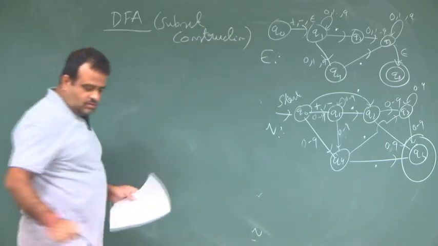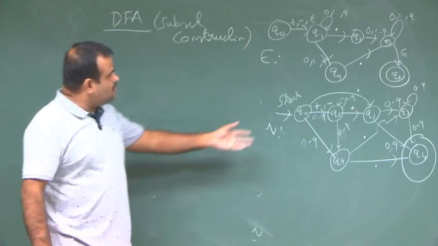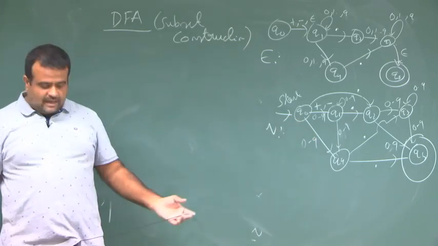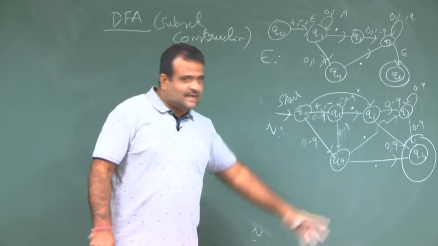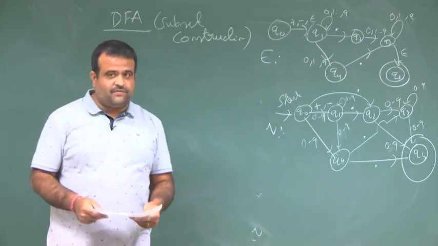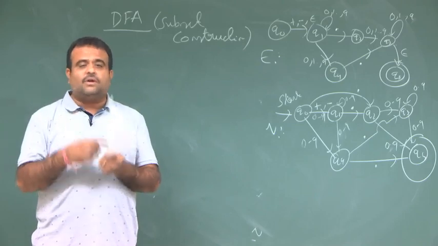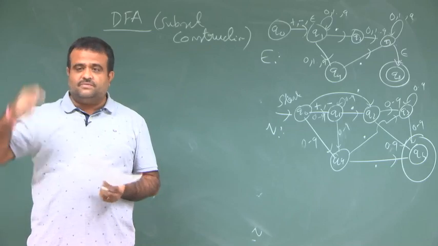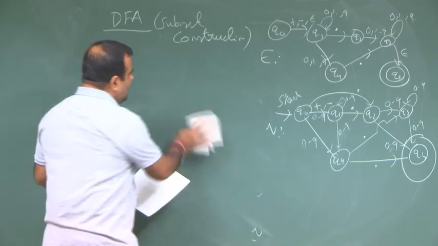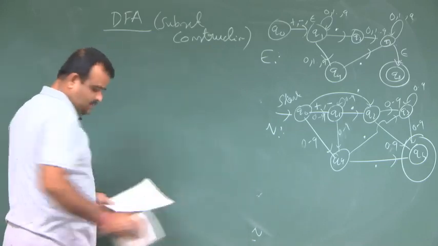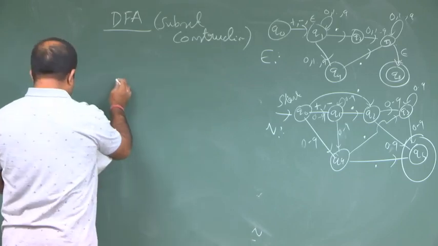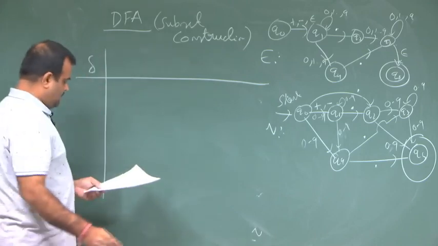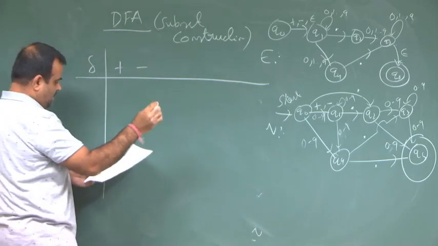So for the subset construction method, what will we do? We will consider subsets of the states as possible states of the DFA, but not all the subsets, only those subsets which are reachable from Q0. If we do that, we will end up with this delta. I leave this as an exercise, I will just write it.